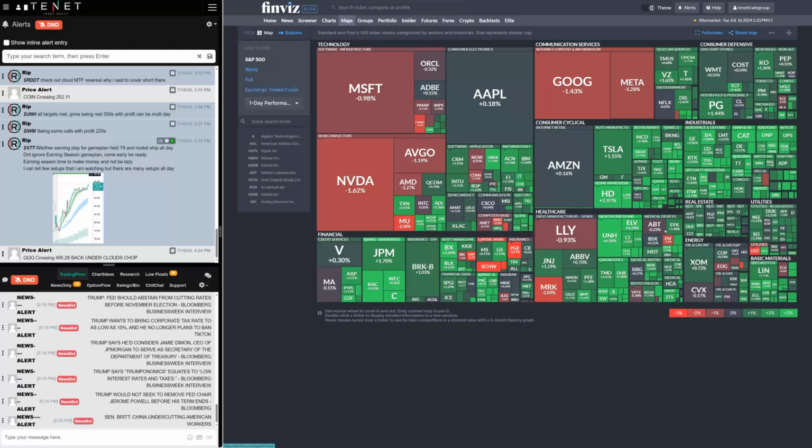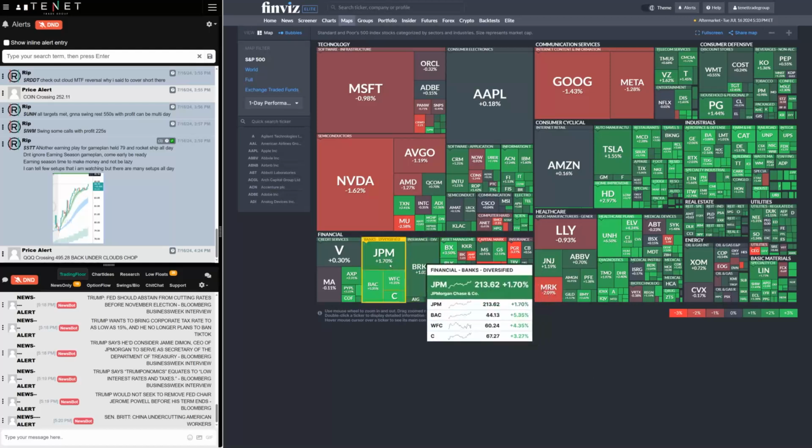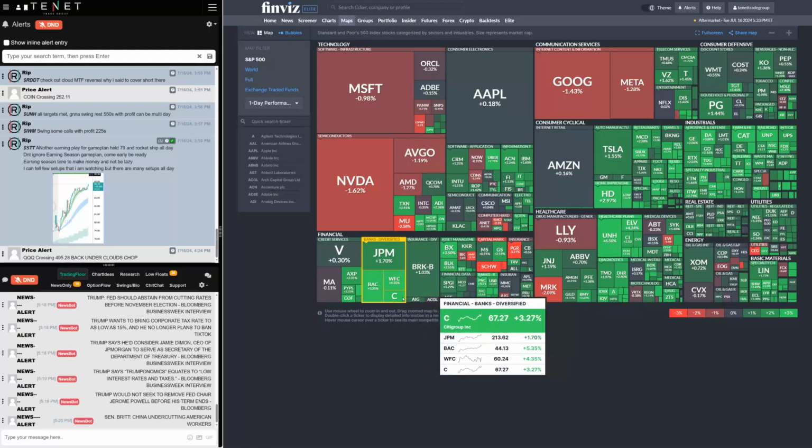The long today was in a lot of these other sectors like banks. The biggest sector was the banks, the financials. That was the biggest sector which was showing full strength here. You can see here the banks dark green: JP Morgan, Bank of America, Wells Fargo, and you can see Citibank.